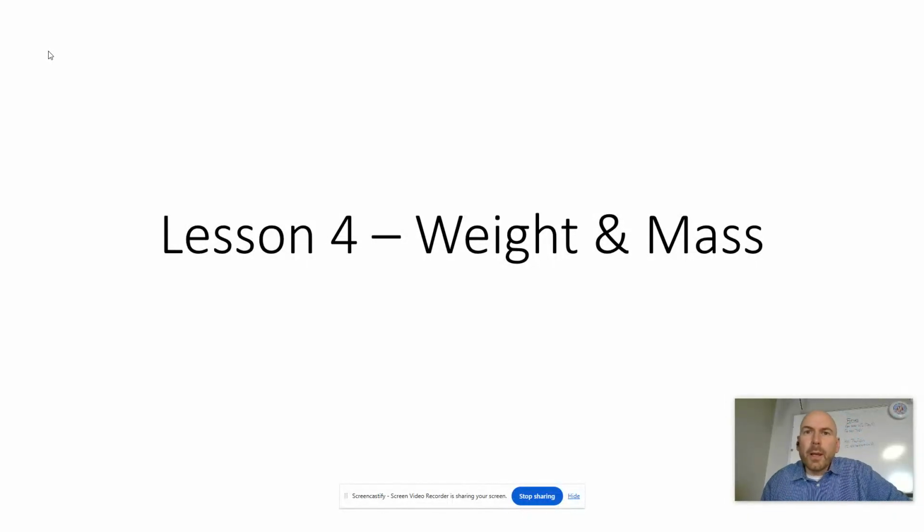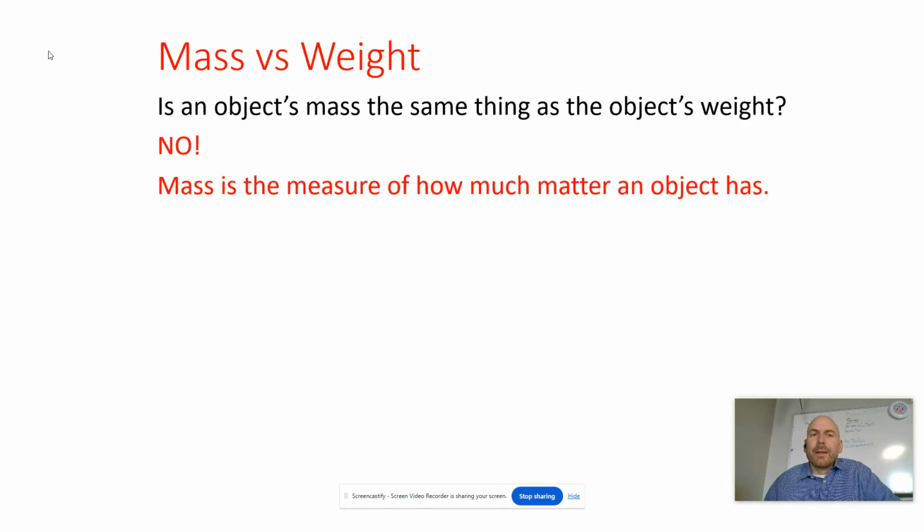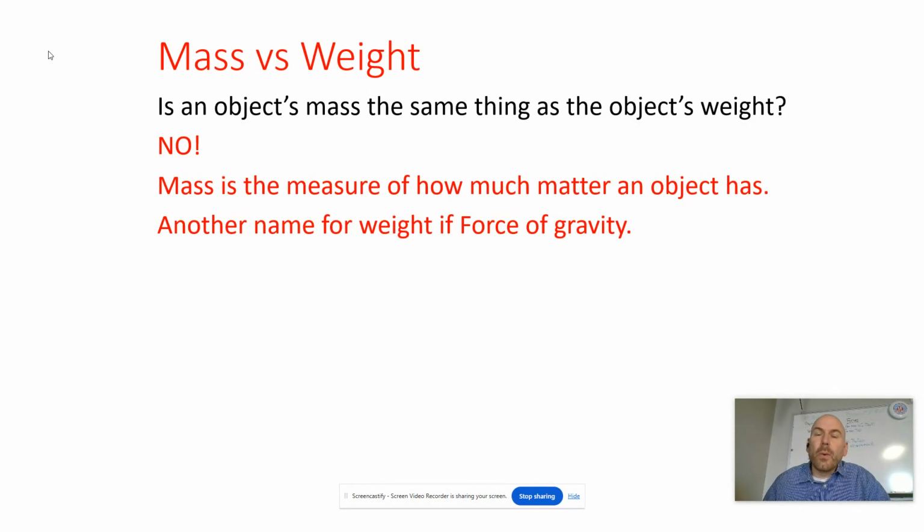So today we're talking about weight and mass. Is an object's mass the same thing as an object's weight? No, of course not. Mass is how much matter an object has, versus weight. Another name for that is force of gravity.